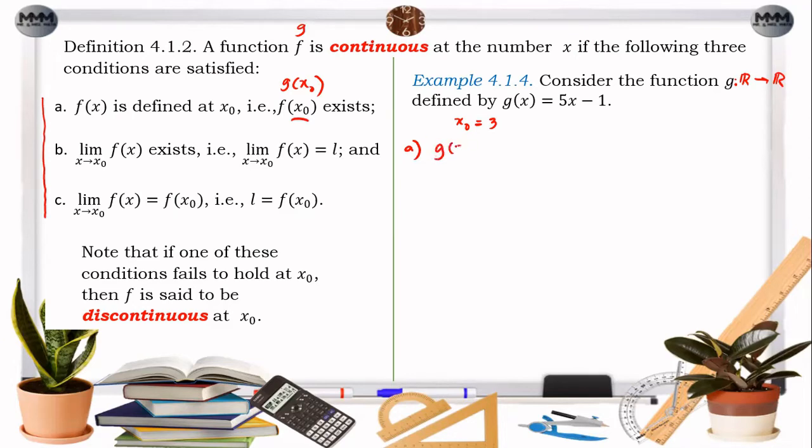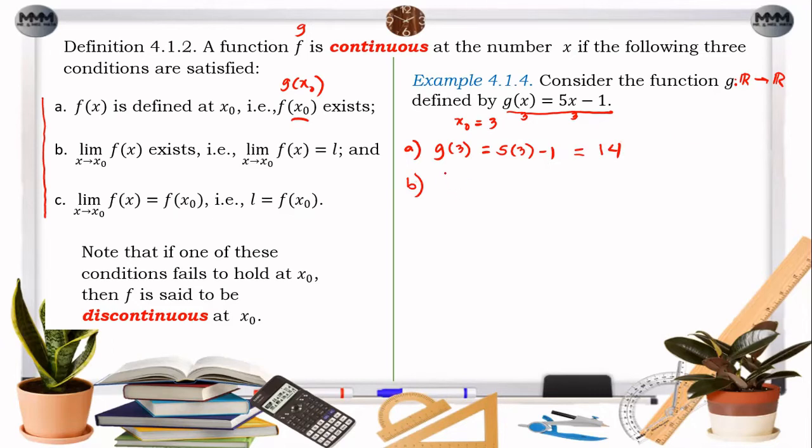Now, g of 3 is equal to, we have here the defined function, so we will just be substituting x equals 3 into 5x minus 1. So we have 5 times 3 minus 1, replacing x with 3. Now we have 15 minus 1, which is 14. Let's proceed to the second condition. The first condition is satisfied, which means g of 3 exists.